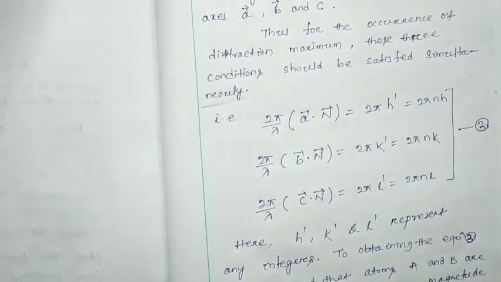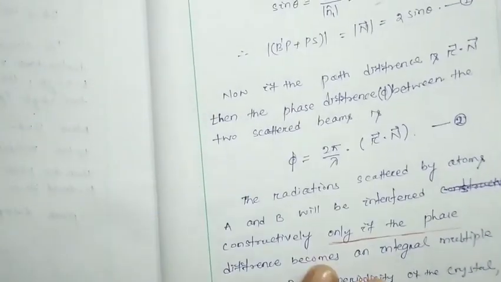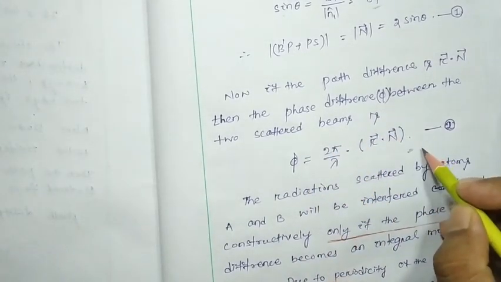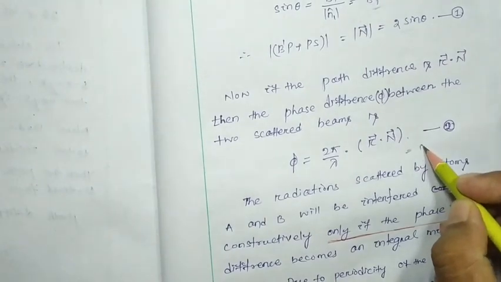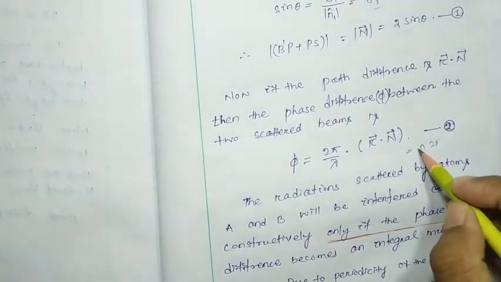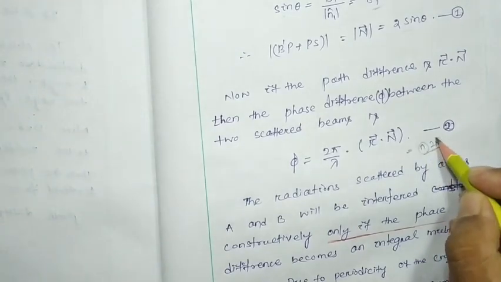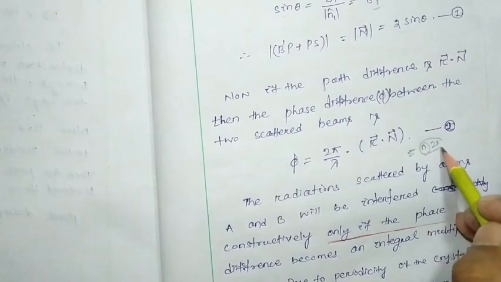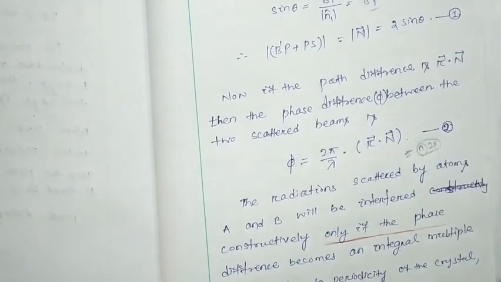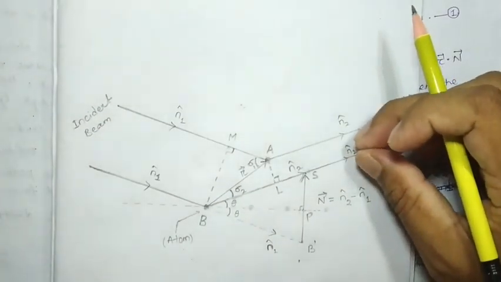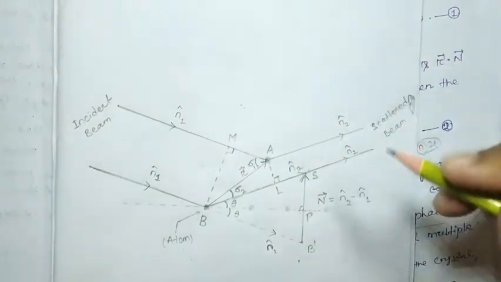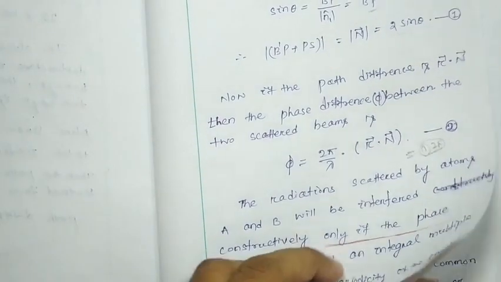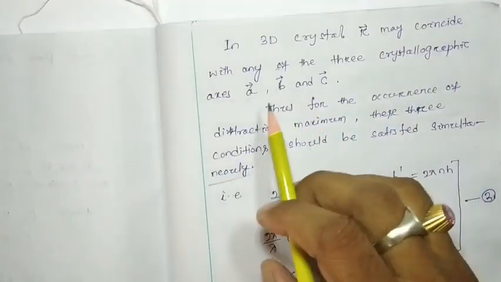It is interesting because previously we found that the phase difference should be an integral multiple of 2 pi, that is n times 2 pi, where n is a number. If this value is equal to n times 2 pi, then we can say that these two rays are going to interfere constructively. Hence, if we consider the 3D form of the crystal, the position vector may be A, B or C.